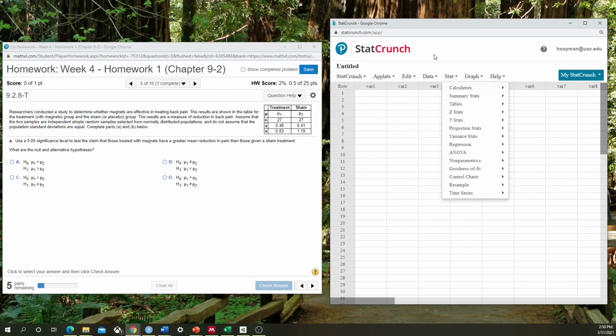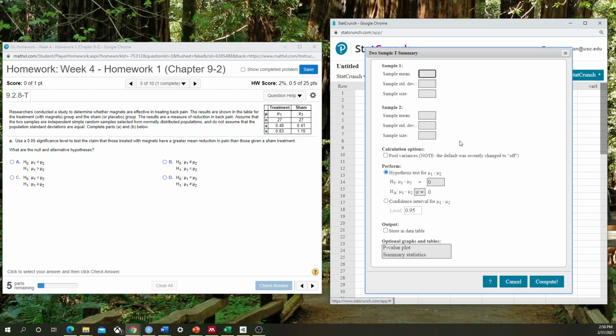And again, it's giving me just the summary. So it's giving me X bar, the mean of the treatment and the sham group, and S, the standard deviation of the treatment and the sham group, and N, the total number of participants in each group. So I'll do this again. T-stats, 2 sample with summary.